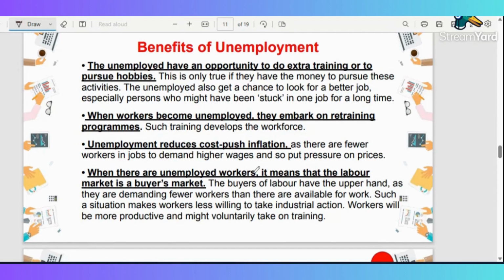When we have unemployed workers, it means that the labor market is a buyer's market, right? So the buyers of labor have the upper hand as they are demanding fewer workers than there are available for work. Such a situation makes workers less willing to take industrial action. Workers will be more productive and might voluntarily take on training.